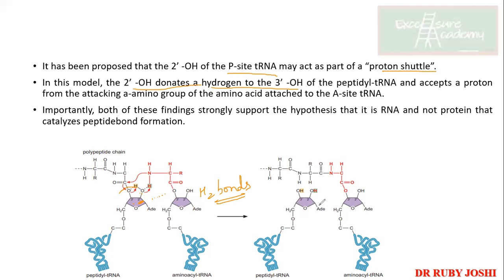That's why if you see, 2'OH जो है, this H is highlighted in red color. It means it has been taken from the amino group of the amino acid tRNA. Are you able to follow this? Right? And 2'OH का जो H था वो आपने 3'OH को दे दिया है. Okay?